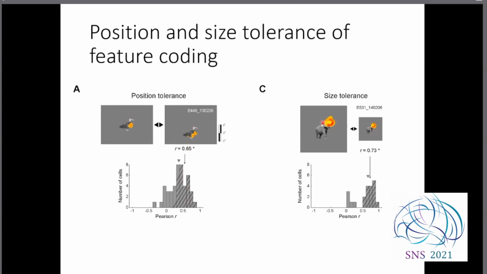Same holds for size, so there's also size tolerance. You can decrease the size by 50% and still get pretty good overlap in the features that you obtain using the bubbles. And also if you do other experiments in which you don't use bubbles but just vary the size or vary the position, you see the classical feature of IT, basically that these cells show strong position and size tolerance. These body cells are not an exception to that rule.